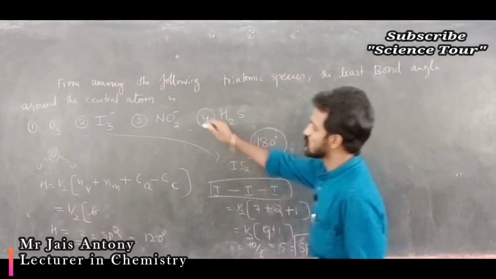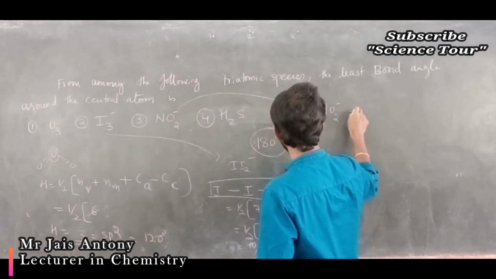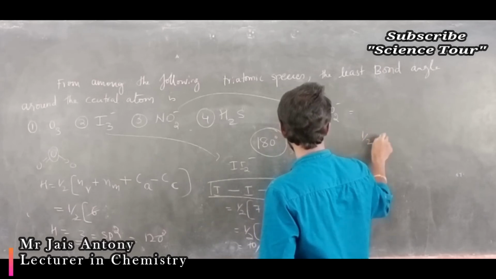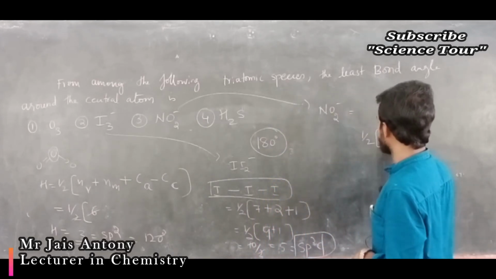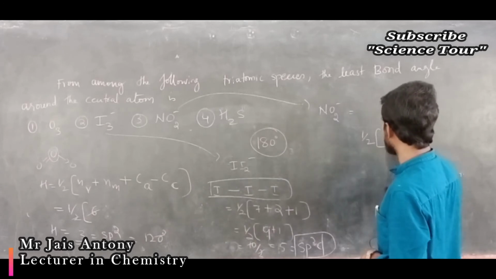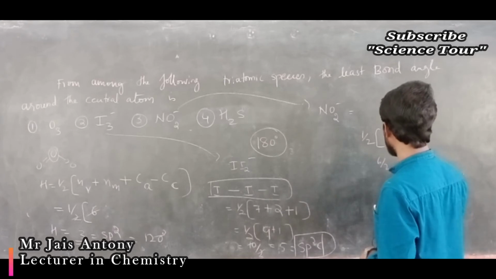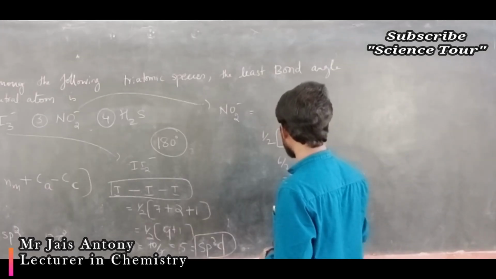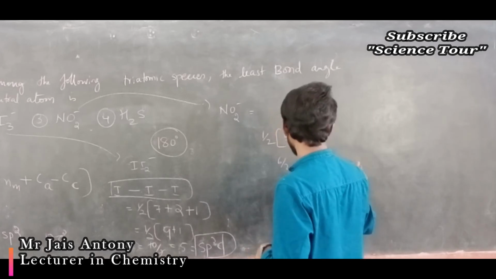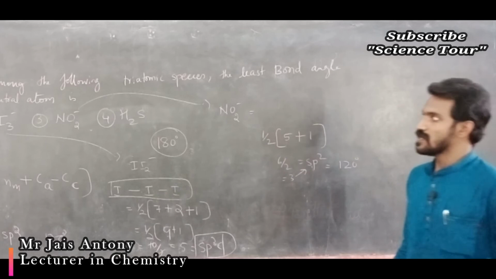Okay, next is NO2 minus, my dear students. In NO2 minus, the nitrogen central atom has 5 valence electrons. Here a divalent atom is there, no need to consider. Here minus 1 is there, that is plus 1. So 6 divided by 2 is 3, and 3 is nothing but sp2. sp2 means 120 degree angle, my dear students. 120.